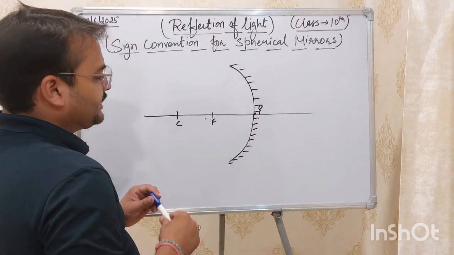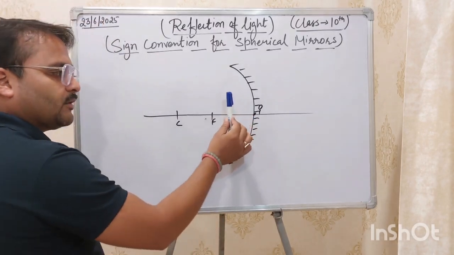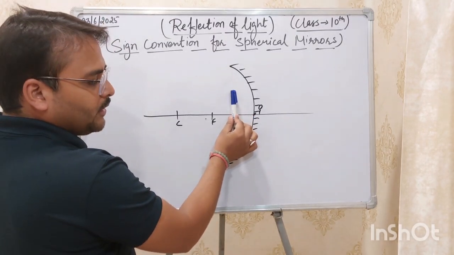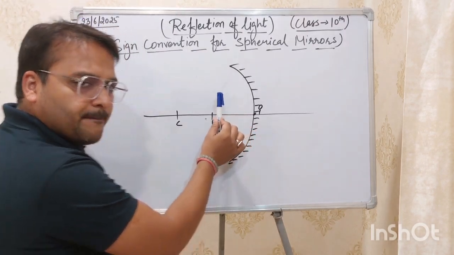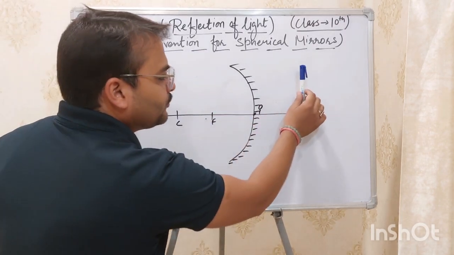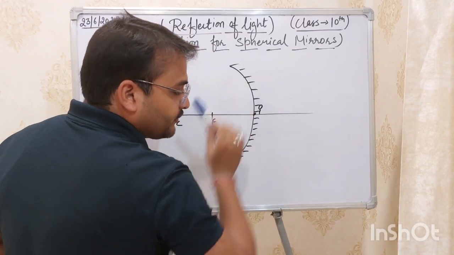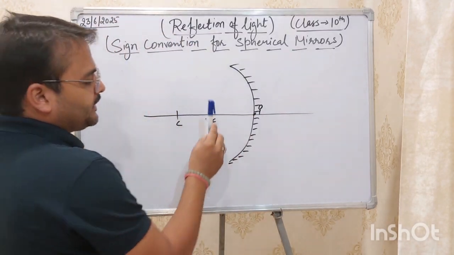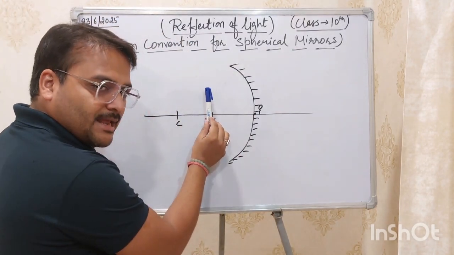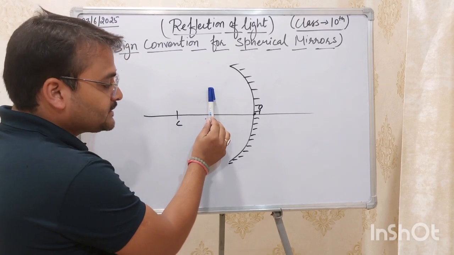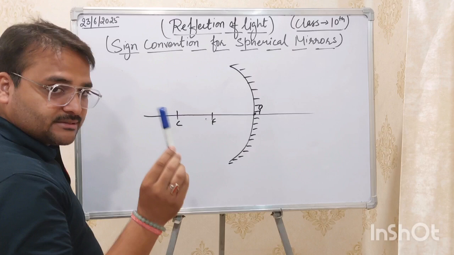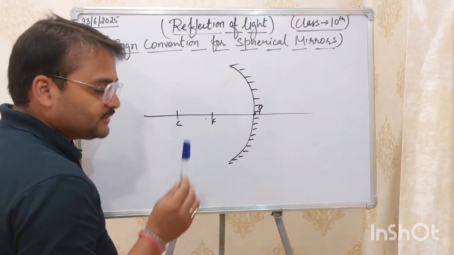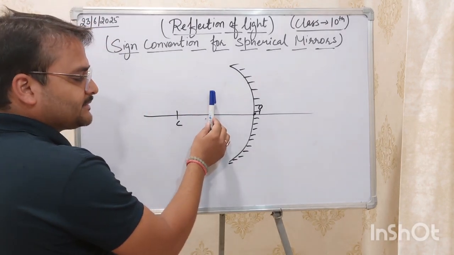Just I will tell you about the number 1 case. We are placing the object between pole and focus. As you know, whenever we are placing the object between pole and focus, then a virtual image behind the mirror is going to be formed. Second case, if we are placing the object at focus, then the real image is going to be formed at infinity. Please focus, real image.